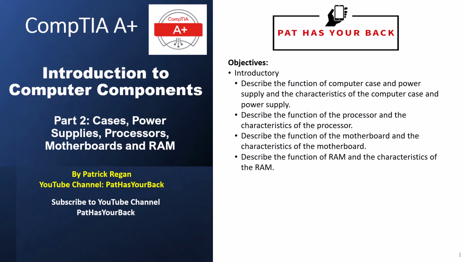The CompTIA A+ Introduction to Computer Components series shows you the various components that make up a computer and how they are connected together. This video is a prelude to the future videos of taking a computer apart and putting it back together. This video introduces you to the various components including cases, power supplies, processors, motherboards, and RAM.